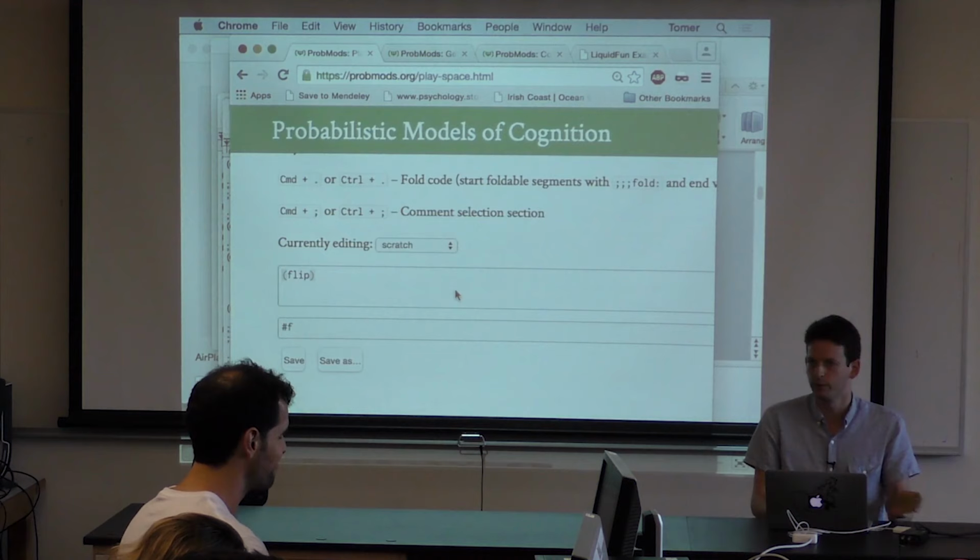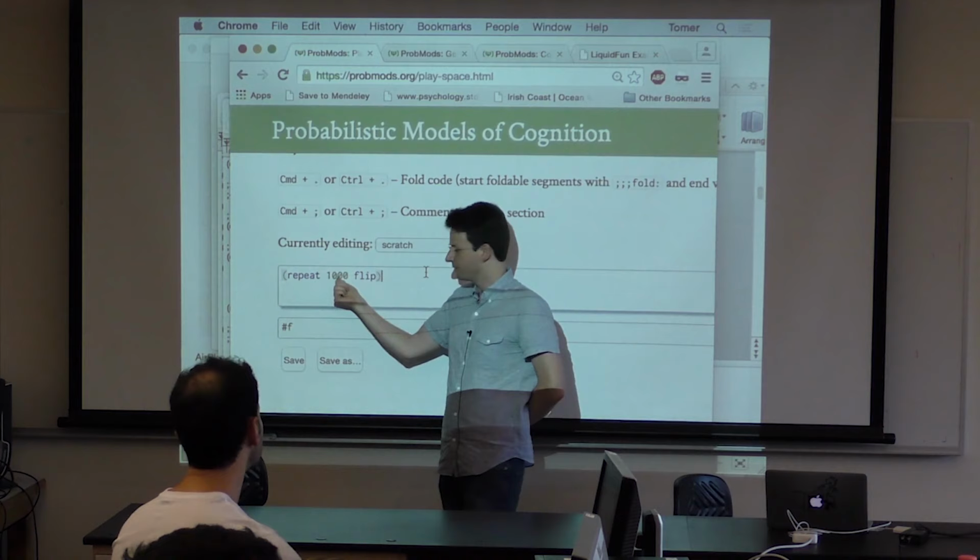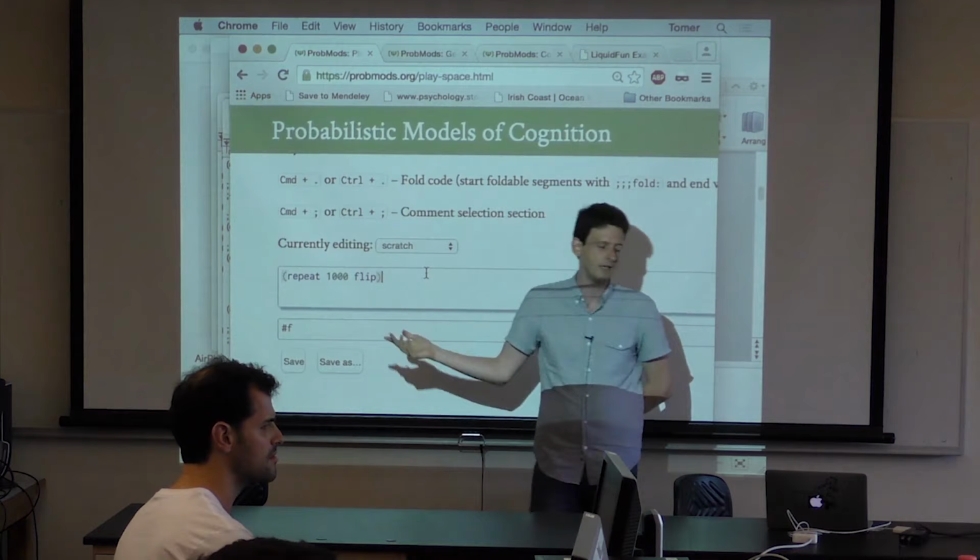You could do repeat 1,000 times flip. Repeat is another important thing that you would need to know. It just says repeat as many times as you want to repeat some sort of function. In this case, the function is flip. So repeat flip 1,000 times. I hope you guys are trying this while I'm saying this. Are people trying this, more or less?